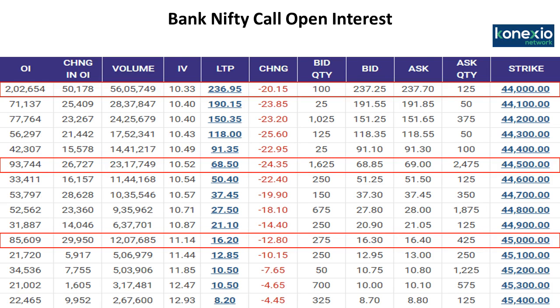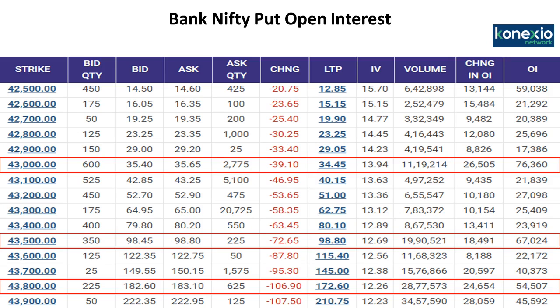So, friends, now let us discuss what we have observed in Bank Nifty puts. In Bank Nifty puts, the action was seen in 43,000 puts, then 43,500 puts, in 43,800 puts, then 43,500 puts, and 43,000 puts. Now here also you can see there was a rise in the open interest, rise in the volumes, rise in implied volatility. It was between 12.26 to 13.94, and there was a significant drop in Bank Nifty put option premium.